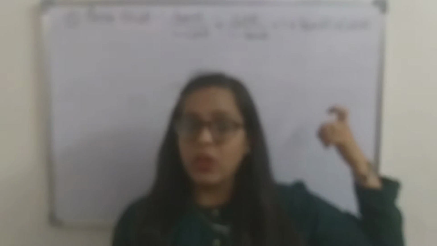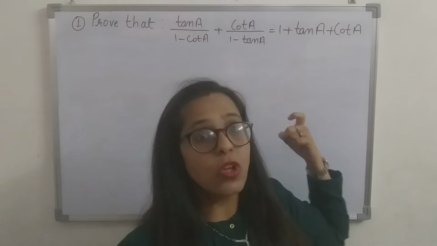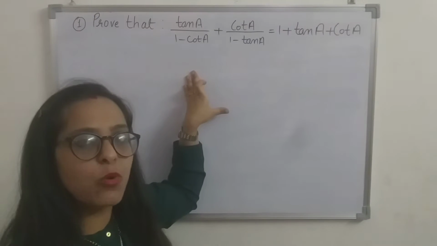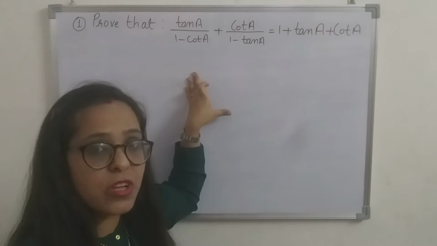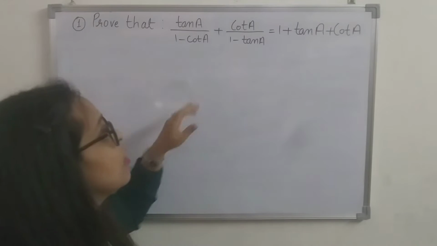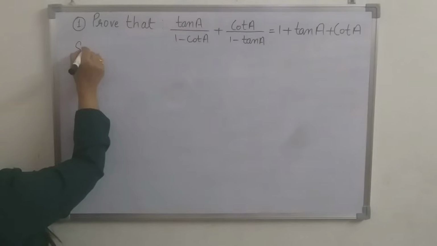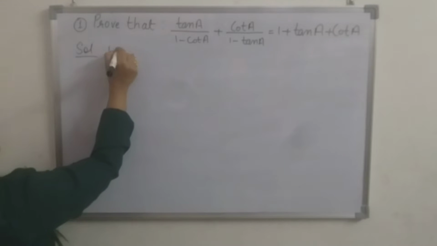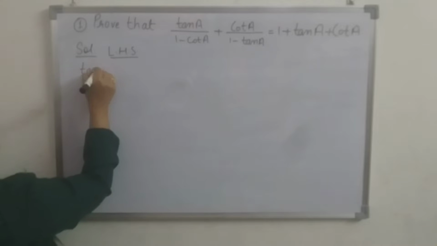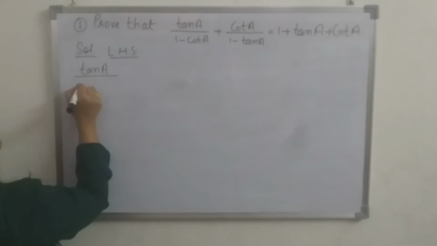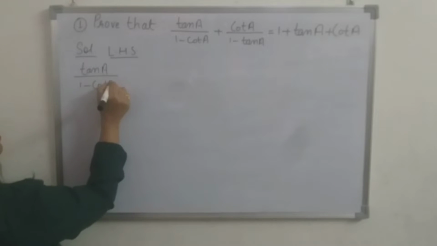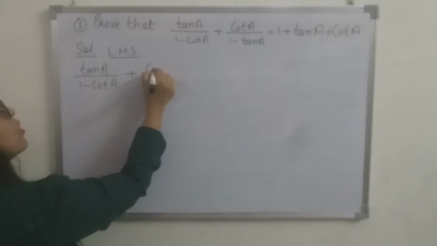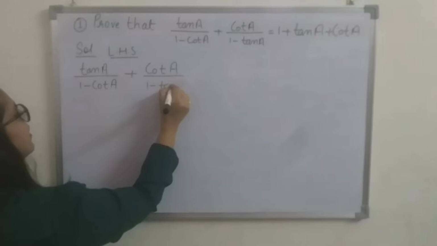grade 10. Trigonometry chapter is there. So this question often comes in board exam. So let me explain this question and see very carefully. Now let's start our solution. I am taking my LHS part first. So LHS is tan A upon 1 minus cot A plus cot A upon 1 minus tan A.